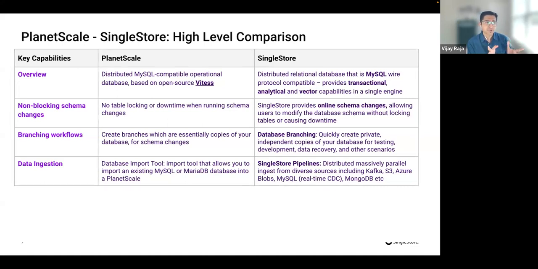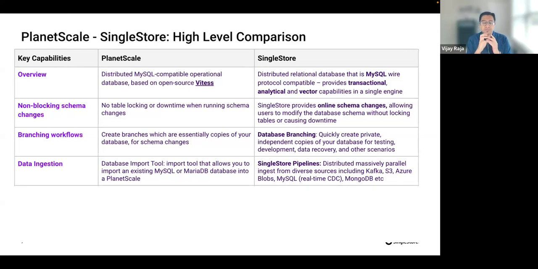In SingleStore, we have something natively built in called SingleStore pipelines. What that enables you to do is bring in large scale, massively parallel data ingest from distributed data sources such as Kafka, S3, Azure Blobs, MySQL. Definitely MySQL is included, and we have a lot of customers who are bringing in data from MySQL very easily and very frequently. In fact, we also launched a real-time CDC from MySQL, which means you can not only bring in batch data, but you can actually bring in real-time data as the data changes, if that is a requirement also, right?